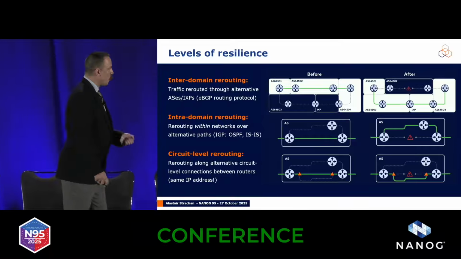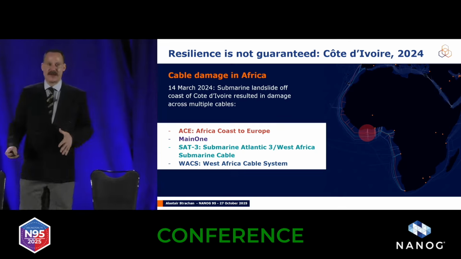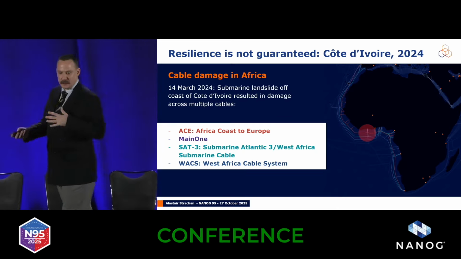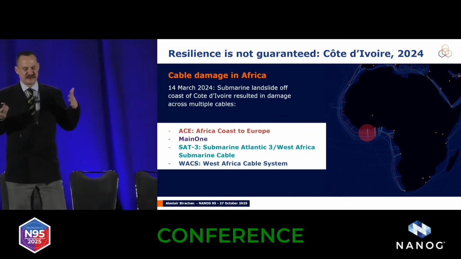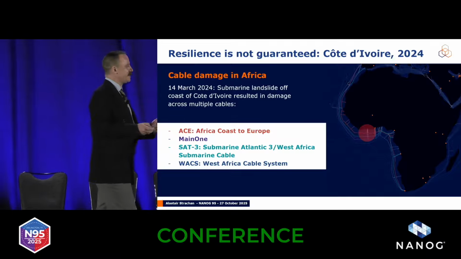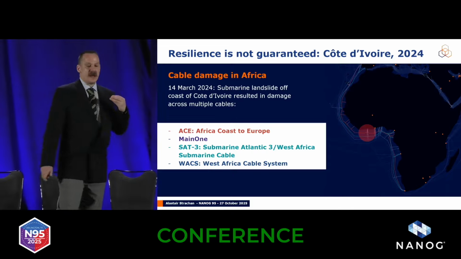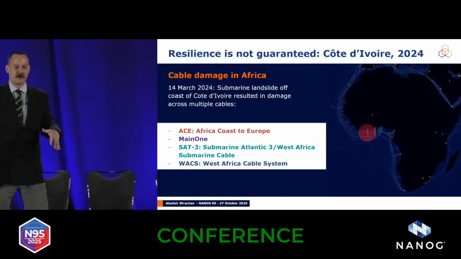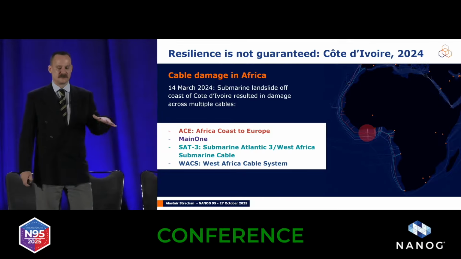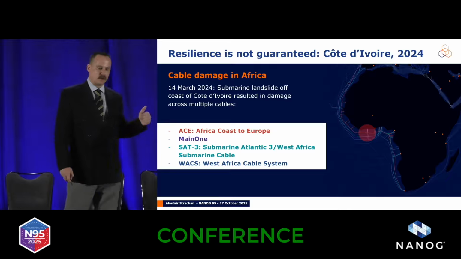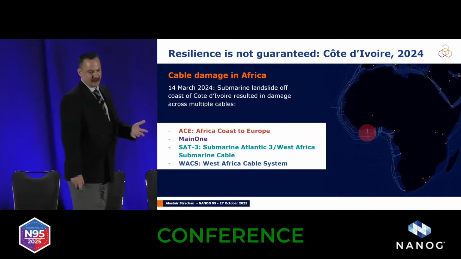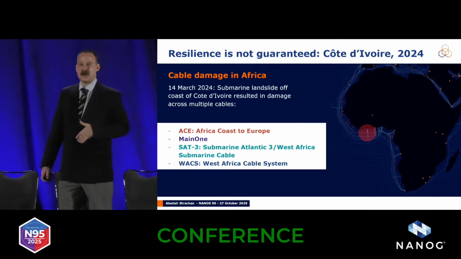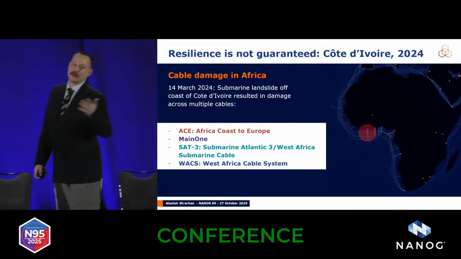One thing it's important to say is resilience is not guaranteed. I'm going to mention a few different slides that technically aren't anywhere near the Baltic, but in 2024, there was a submarine landslide off the Ivory Coast, and it damaged a whole host of cables. The ACE cable, Main 1, SAT3, and the West Africa cable system were all damaged.